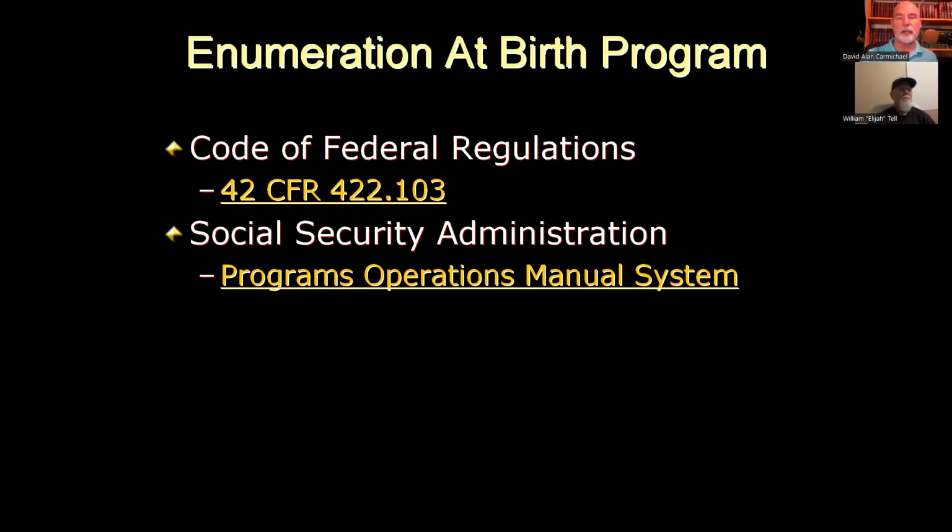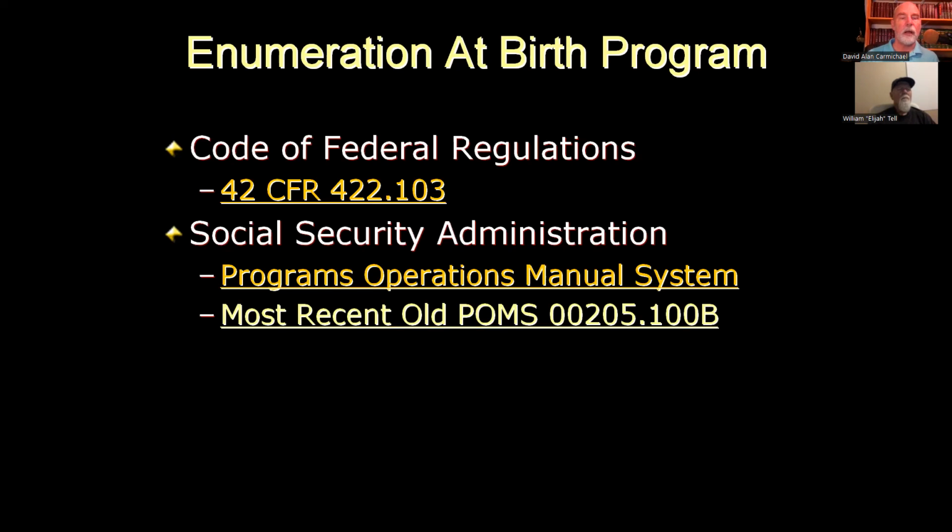So what I'm going to do now is I'm going to show you, I call this the most recent old POMS, the old policy manual from the Social Security. Now notice the number. It is 00205.100B. So I showed you 205.100. I showed you, okay, long story. But the difference is here, I noticed on the numbers, this old manual started with a 002. The new manual starts with 102. So it's like revision. It's revision 1 or something like that.